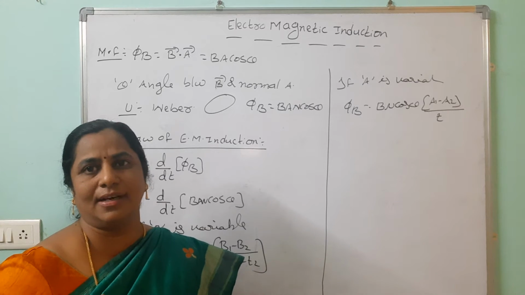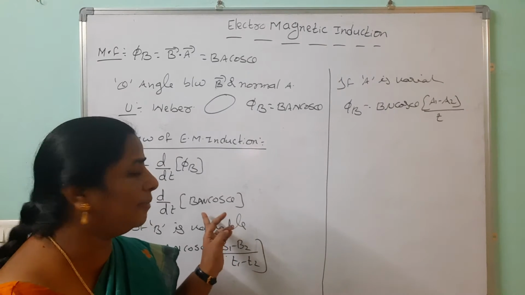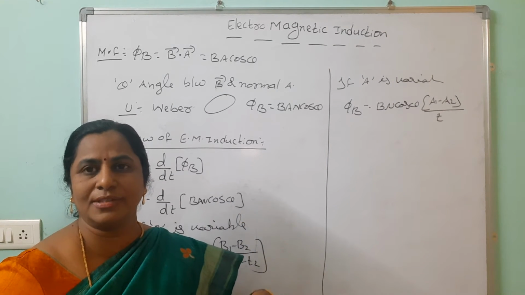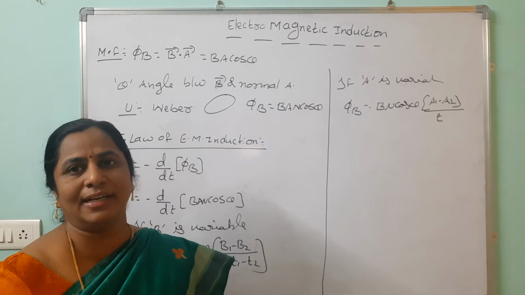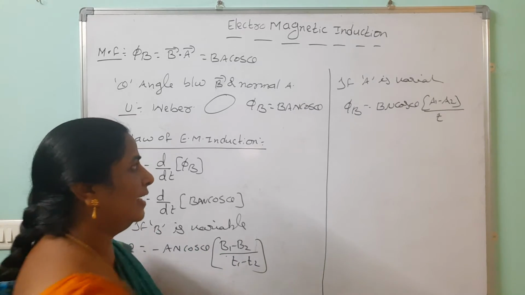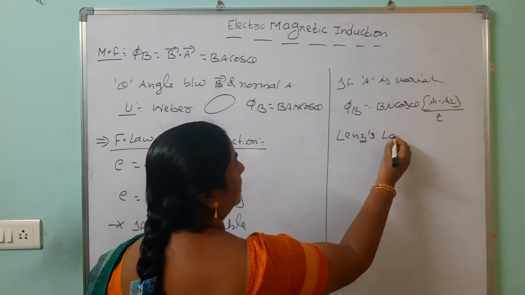He said that the change in magnetic flux gives the induced electromotive force. Because of that, a current is developed, which is called the induced current. Then they focused on the direction of this current. It was introduced by Lenz, that's why this is called Lenz's law.